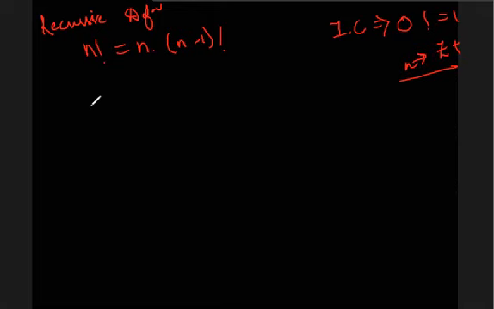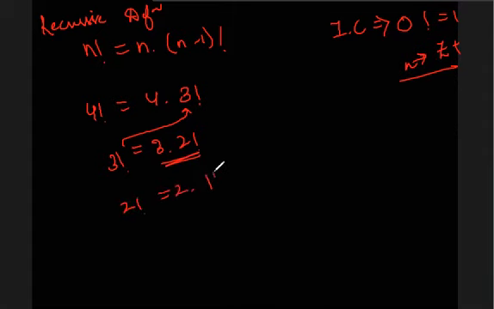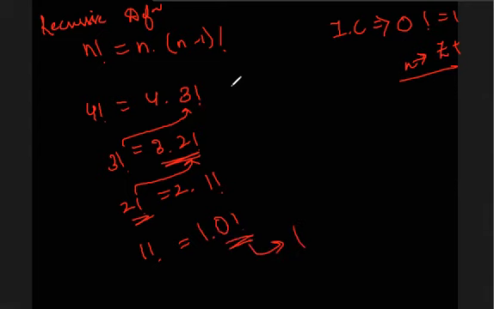For example, if we want to find 4 factorial, or we can even take the 5 factorial example, first we use the recursive step. 4 factorial will be written as 4 into n minus 1, that is, 3 factorial. Then 3 factorial is written as 3 into 2 factorial, and this is substituted over here. Then 2 factorial will be written as 2 into 1 factorial, and 2 factorial will be substituted over here. Then 1 factorial will be 1 into 0 factorial, and the value of 0 factorial is known as 1. So this can be written in the following way.